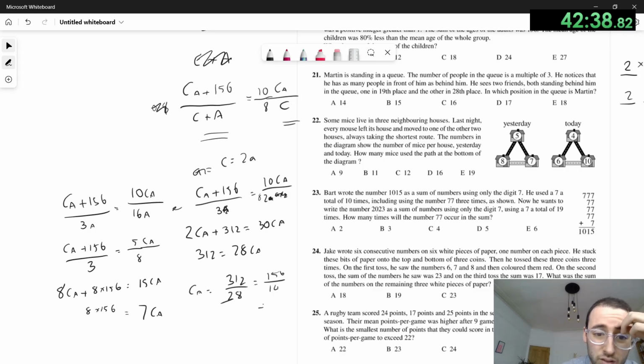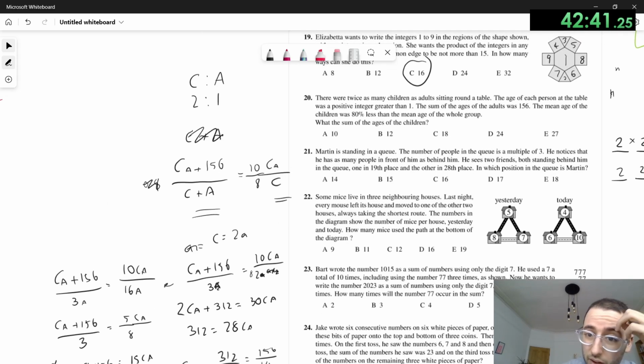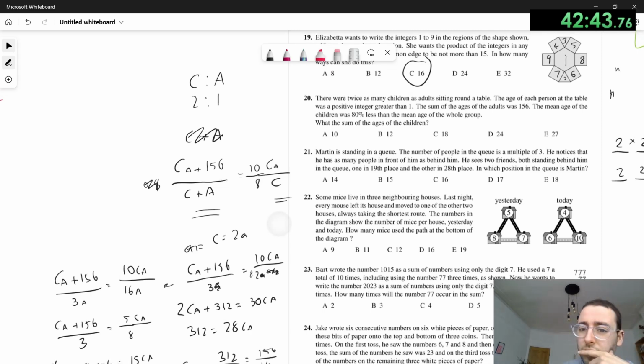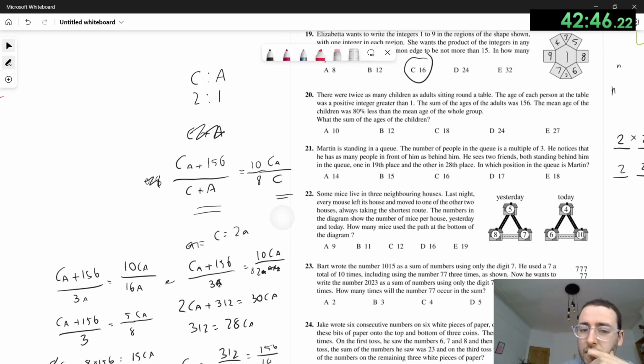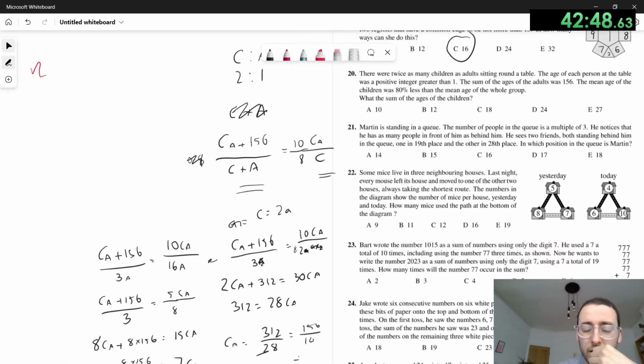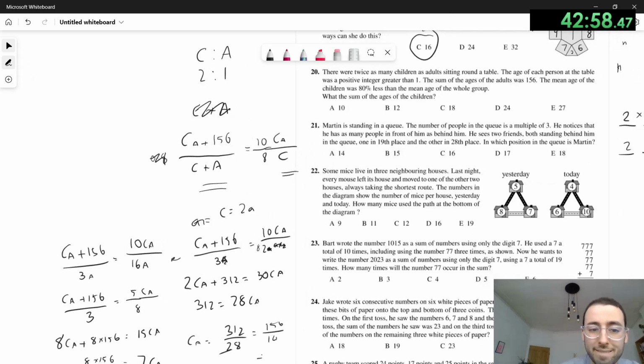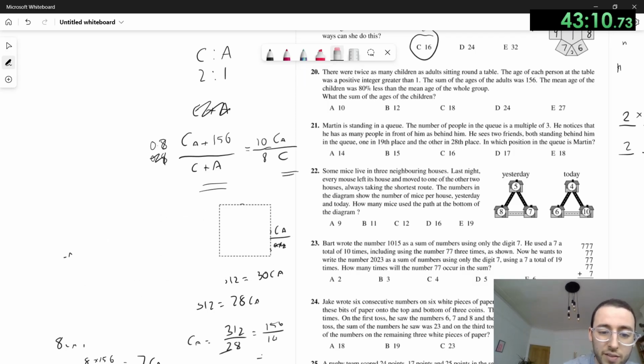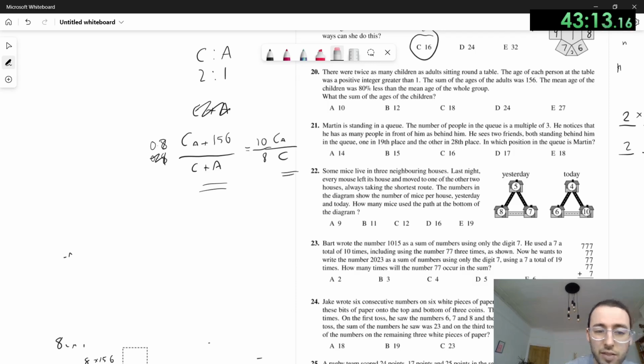The amount of children is 2 times the amount of adults. Okay, so the sum of the children ages plus 156, which is the mean, that's the total ages, divided by the total number, which is children plus adults, is equal to, and now 80%, no, it's 80% less, so it's 20%. Oh God, it's 20. Why did I find that bit so hard? It's 20% of that equals that.